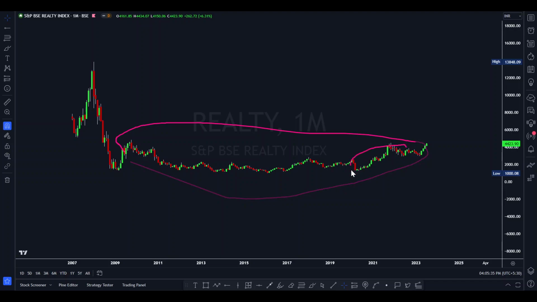Barring a few run-ups here which we played, and if you are following my channel, you would know that there have been a few of these spurts here, some kind of price action which was there. But what is important here is that now it's kind of giving almost a multi-year breakout, right?